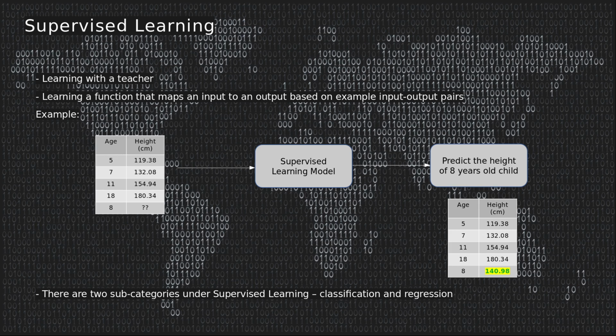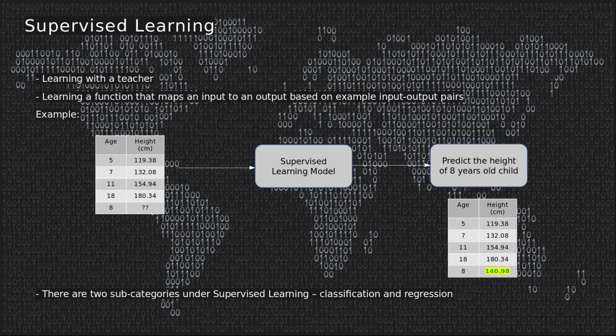So it's called labeled data, where for a given set of inputs, we already know the response. For example, in the slide, you can see an example where we have data showing what the height of a person could be based on age. If the age is 5, the height is found to be 119.38 centimeters on average, for example, and so on for age 7, for age 11, and so on.